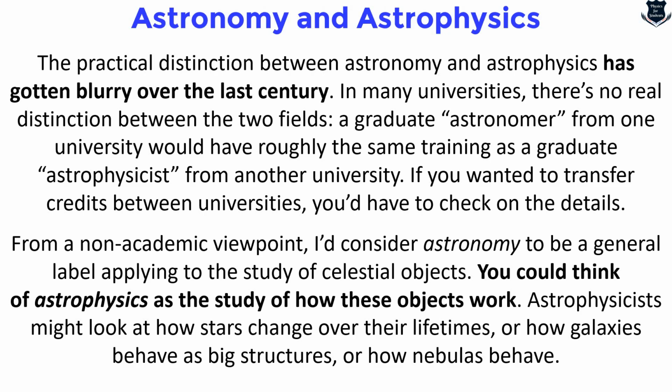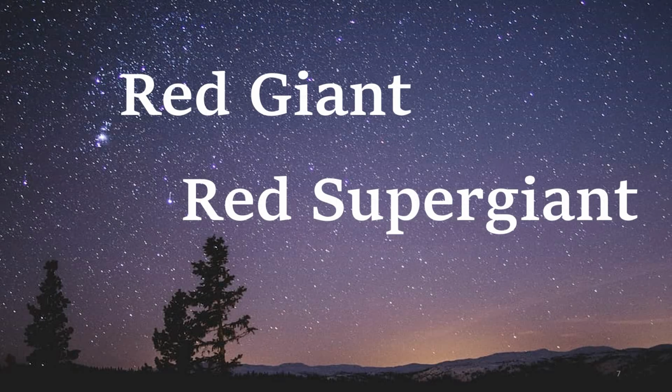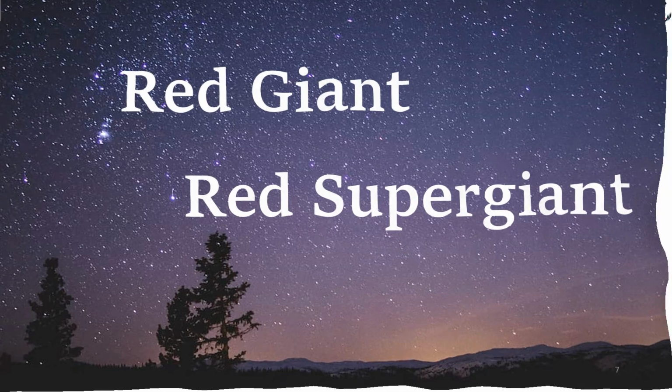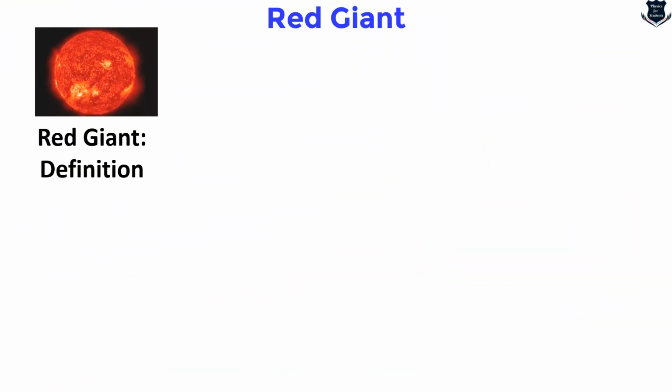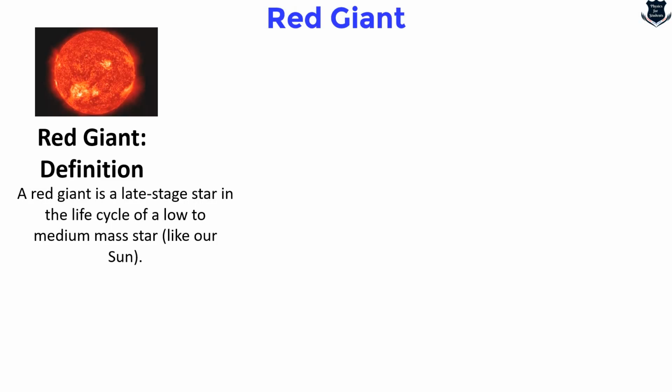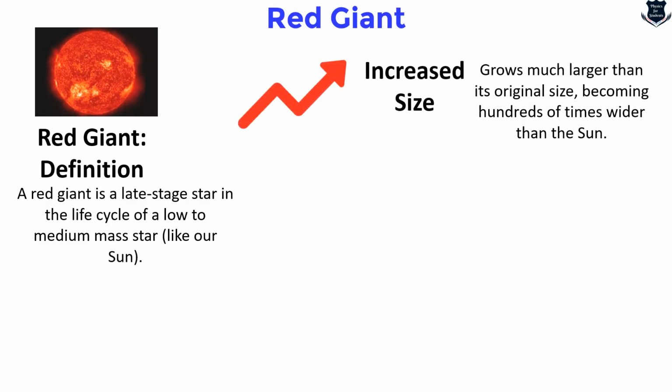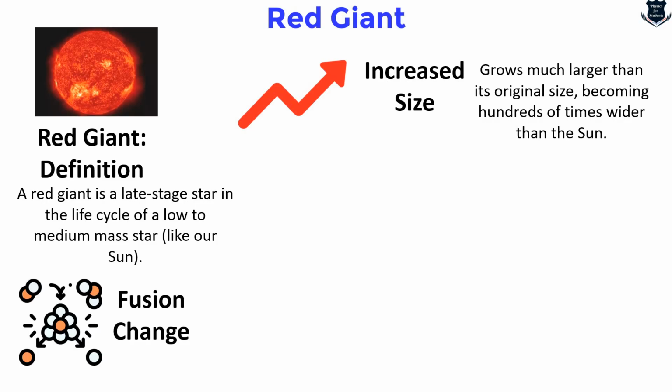Now, as we say, astronomy observes things, how the celestial objects behave and their luminosity. One of the greatest wonders which happens in the night sky is this one. Let us understand now the difference or the relation between what is called a red giant and what is called a red supergiant. We will first start with the red giant. If I go by the definition, it is a late stage star in the life cycle, and it is, I would say, a medium mass star like our sun. And if I go by the size, then it grows much larger than its original size. Almost it becomes hundreds of times wider than that of the sun.